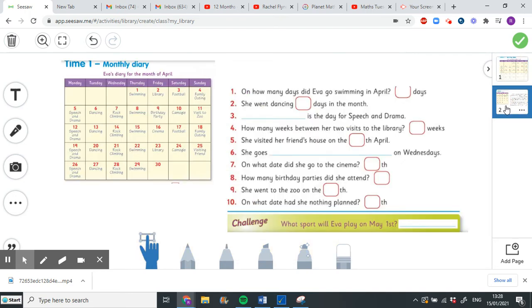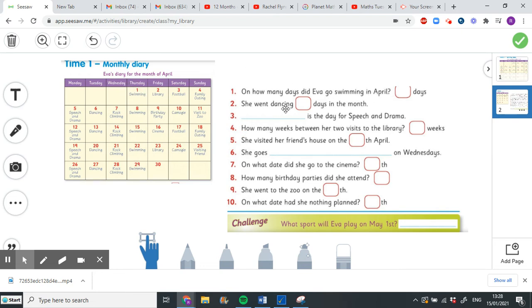Now, on the next page, there is a list of questions that I'm going to go through with you, and they're all based on Ava's calendar, okay? Now, this is your activity. I'm not going to answer these questions, but I'm going to explain them as we go along so that you're able to do your activity, okay? So, question 1, how many days did Ava go swimming in April? Oh, we've already answered that one, so have another look.